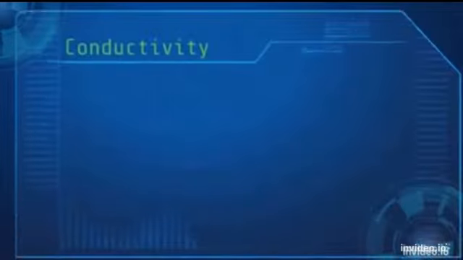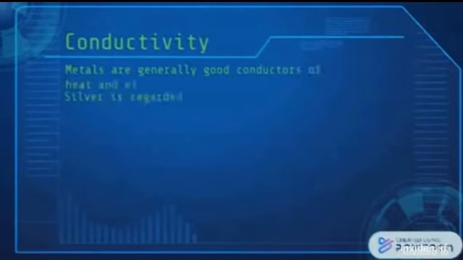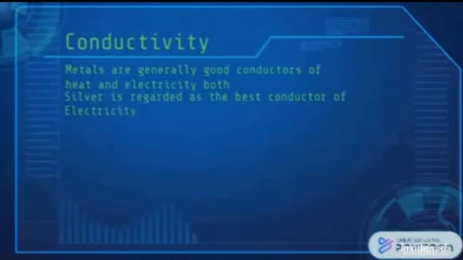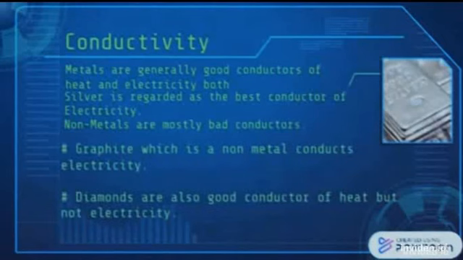First of all, conductivity. Metals are generally good conductors of heat and electricity, and silver is regarded as the best one. As we all know, non-metals are just the opposite, so yes, they are mostly bad conductors. We have exceptions everywhere, and here also. Graphite and diamond are non-metals, but they are good conductors.